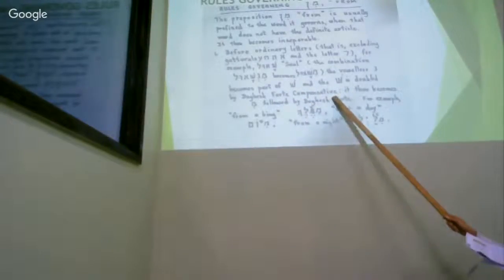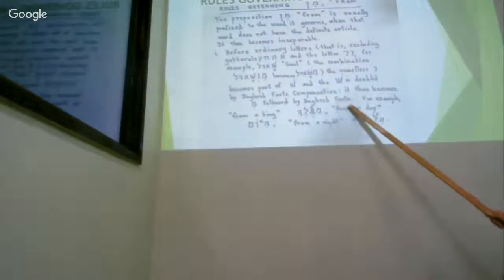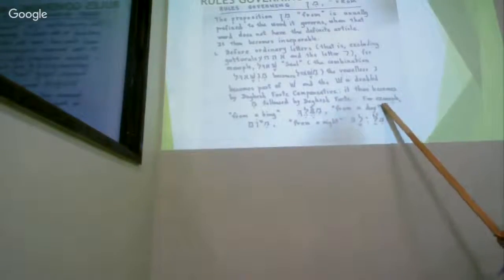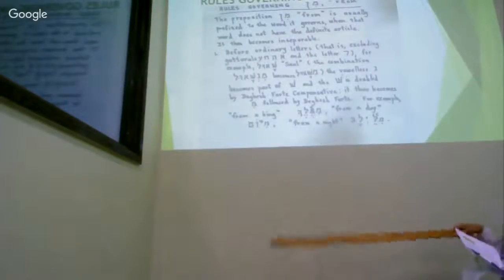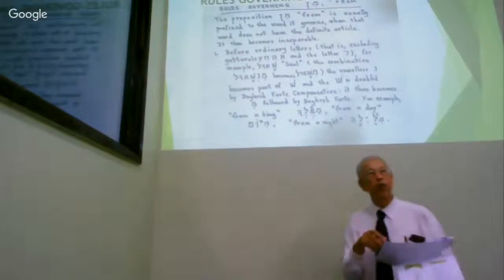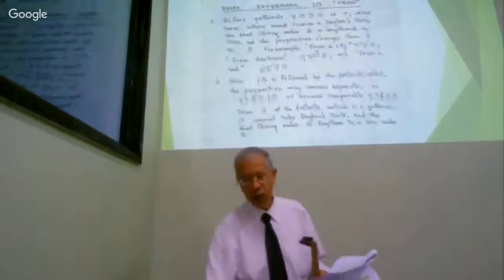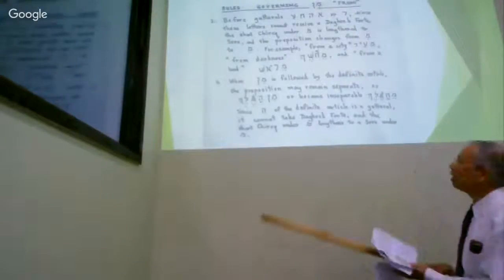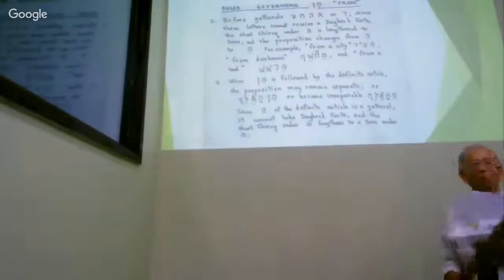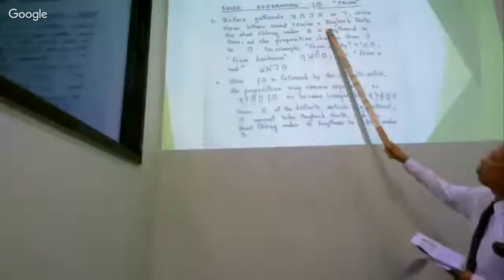It is doubled by dagesh forte compensative. It thus becomes mi followed by dagesh forte. For example, from a king is mi-melech. From a day is mi-yom. From a night is mi-layla. Okay, you need to know that, but I'll be reviewing. And you also need to know this one. I'll end right here with this lesson and get into the exam preparation right away.